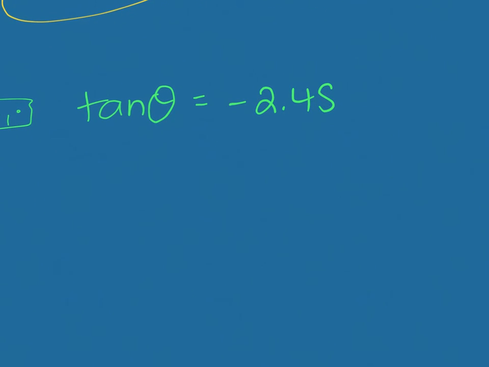Okay, tangent, negative 2.45. What quadrants are these going to be in? 2 and 4. So I'm going to do inverse tangent of positive 2.45. And I get theta is 67.797 when rounded. And again, that's just my reference angle, so that is not an answer I can use because this would not give me a negative tangent.